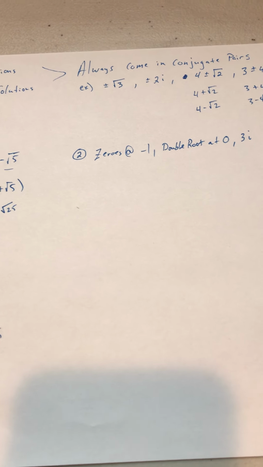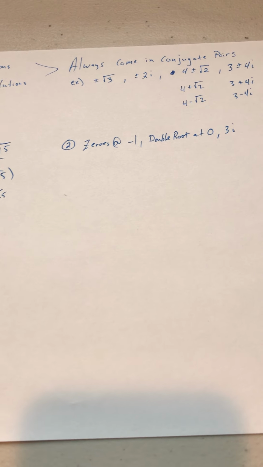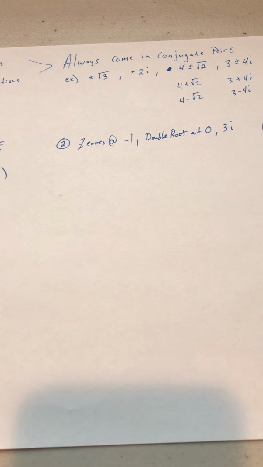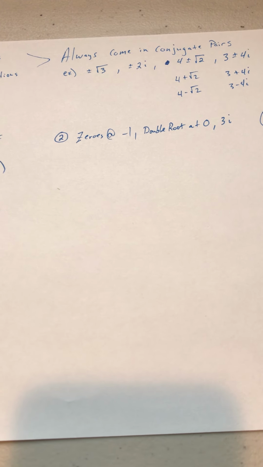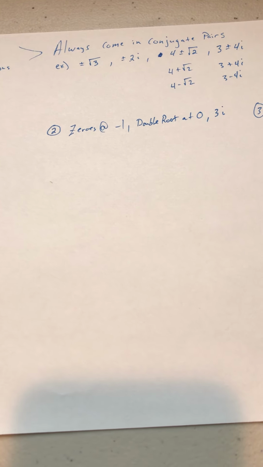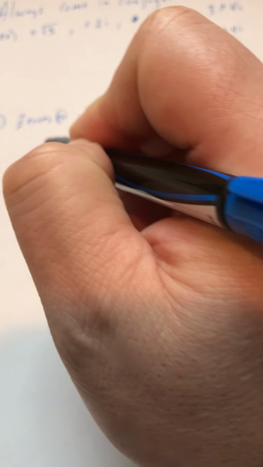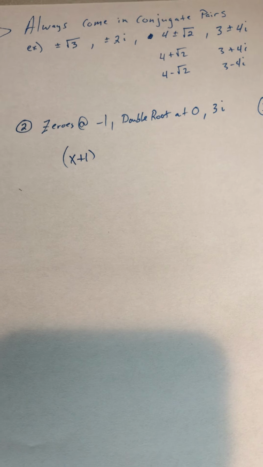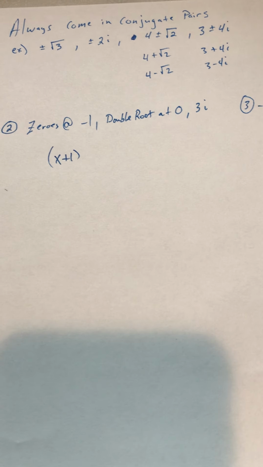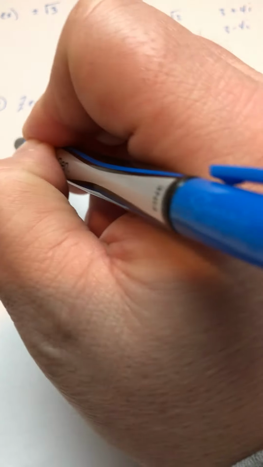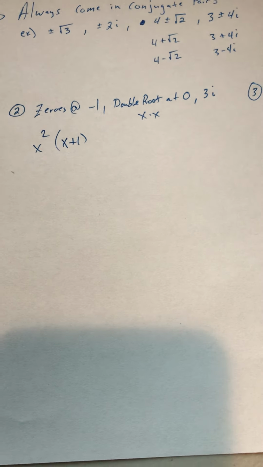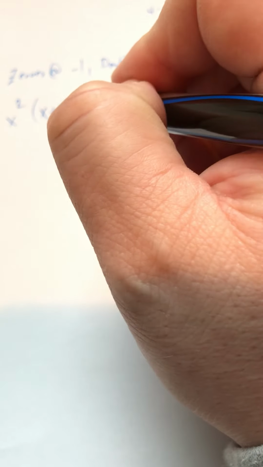Here is a second example. So we've got zeros at -1, we've got a double root at 0, and we've got a 0 at 3i. So let's go ahead and start making our factors. So there's the factor for -1 solution. Now double root at 0, that's just like an x and then another one. So I'm going to put the x squared, and I like to put that out in front. And then we have this 3i, so x minus 3i would be our factor.